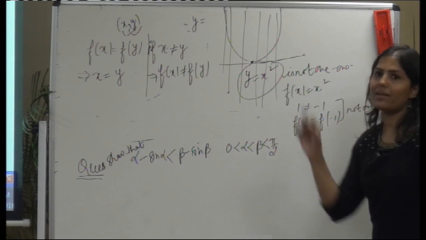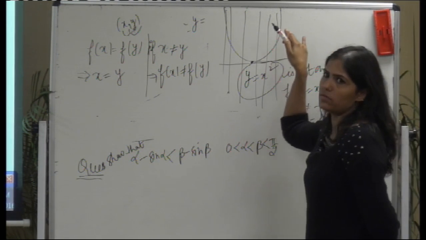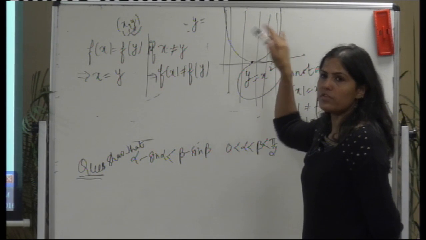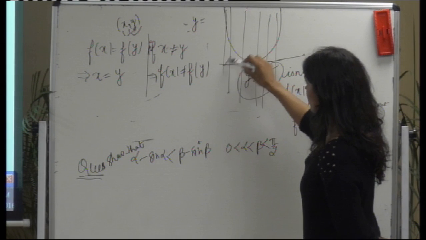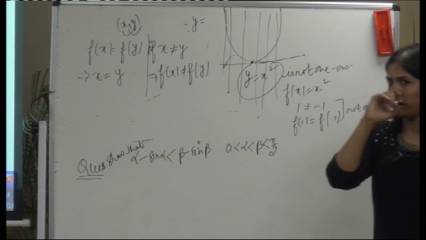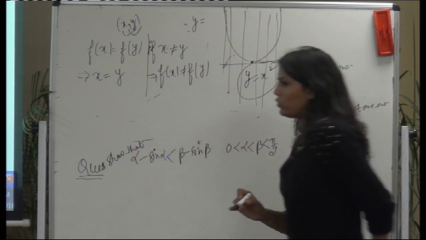So basically we draw a horizontal line, and the horizontal line should cut the graph only once. Then we say that the function is 1-1. Now you just do this. This point is clear, you can write it. Now come to this question now. I have to tell you one thing.